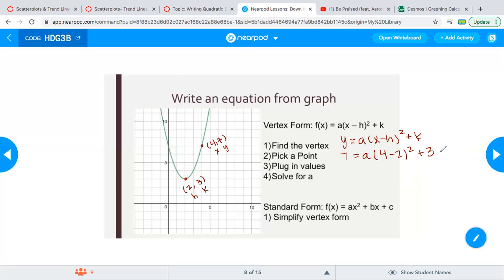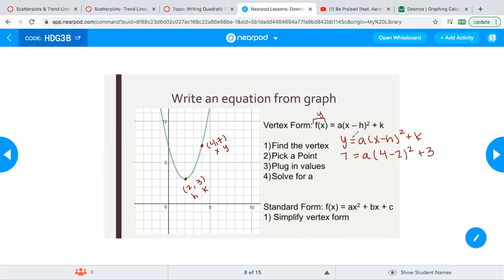Miss Patterson, where did the 7 come from? We used this value right here. We chose this point (4, 7) to plug into our equation. We could have chosen any point on the line, but this is what we chose as a class. So that 7 is the Y value. F of x means Y, so I replaced Y with f of x so that no one will get confused. So f of x represents Y.